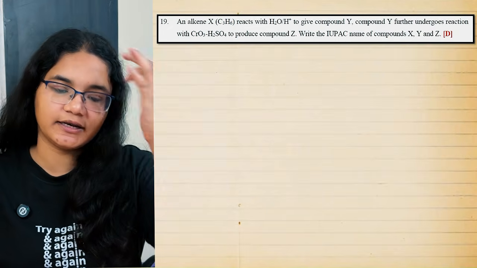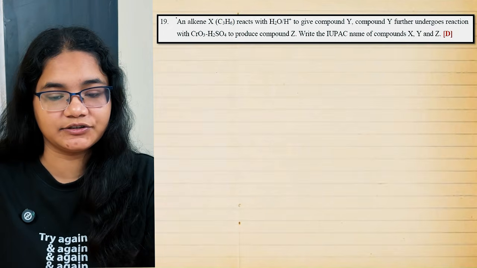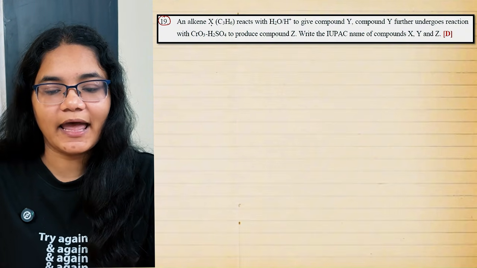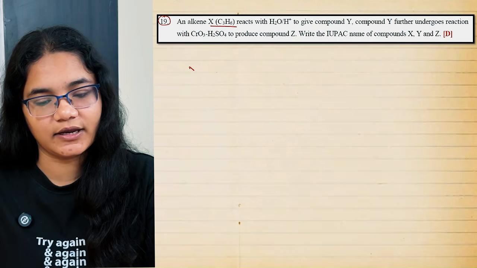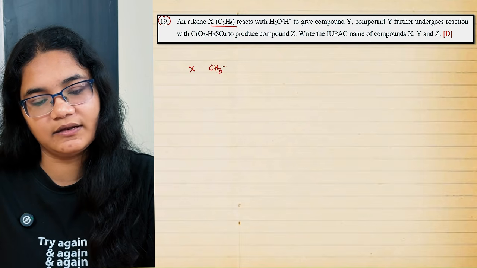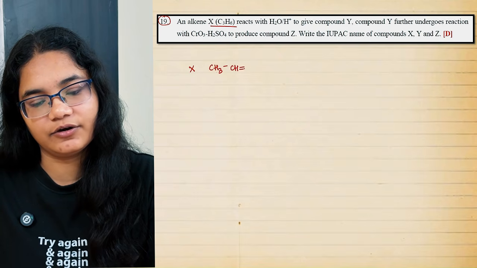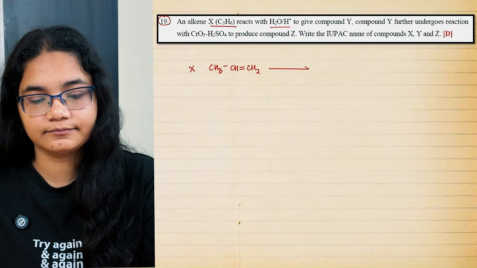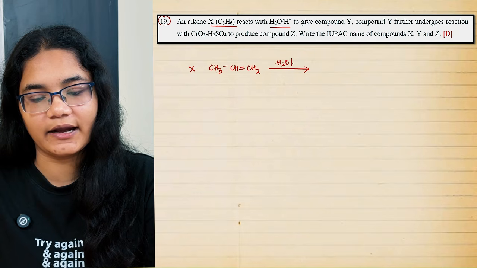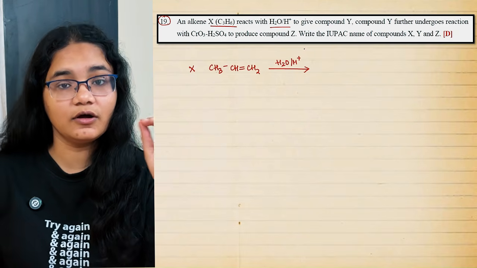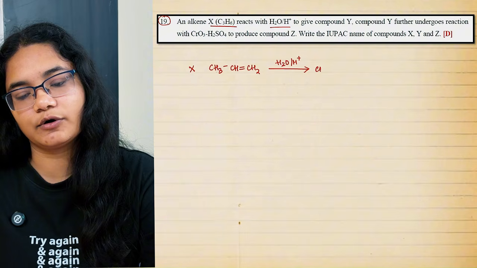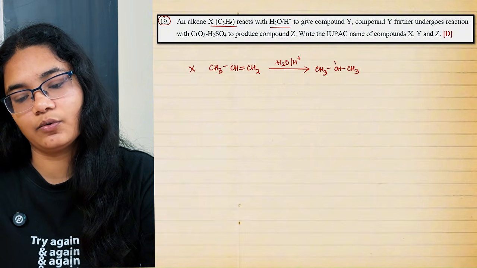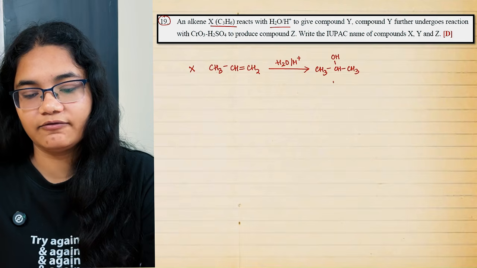The first question here is an alkene. I have taken this from the question bank, so you can check the question number there. An alkene X, C3H6. Again here, X we know is propene, CH3CH=CH2, which reacts with H2O and H plus. So it is addition of water following Markovnikov's rule. So what will happen? CH3, CH, CH3OH, to give compound Y.